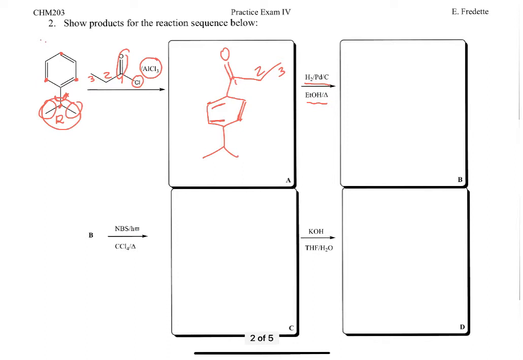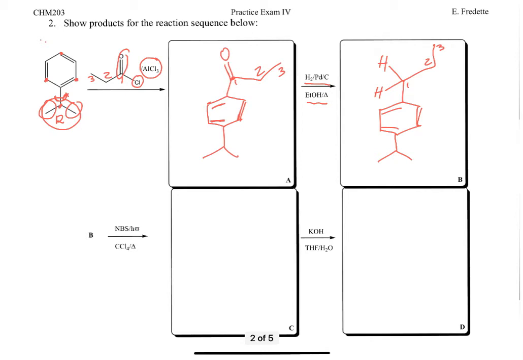Therefore, the product will be a propyl chain coming from the catalytic hydrogenation or reduction of the ketone. The product, therefore, is benzene, isopropyl group remains unchanged, and propyl at the para position: 1, 2, 3. This is a reduction because we increase the number of carbon-hydrogen bonds. We had gone from no hydrogen atoms at the benzylic carbon to 2 hydrogen atoms at the benzylic position.